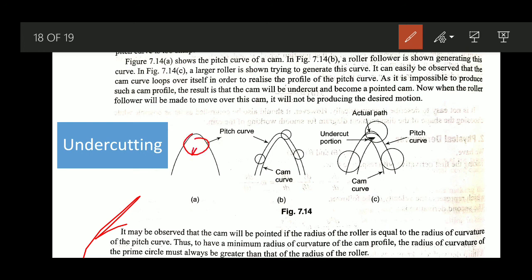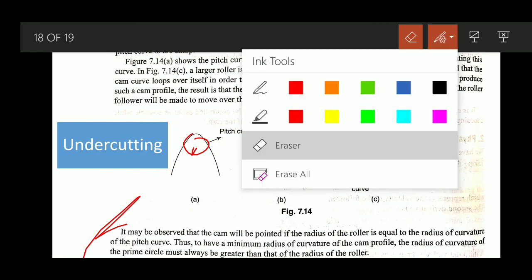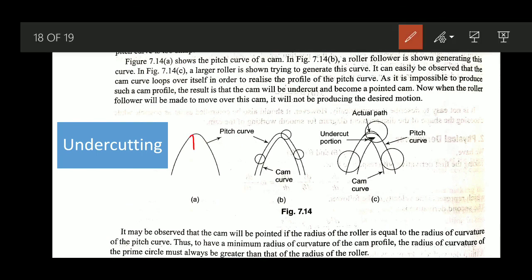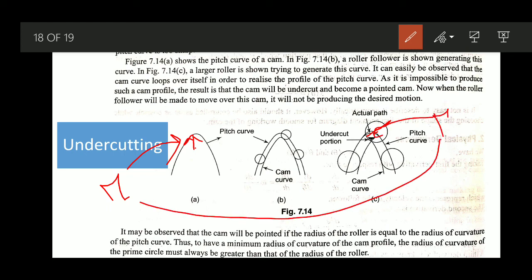We can consider this, from here to here, as the radius of curvature, with this being the center of curvature. This is the radius of curvature of the pitch curve. Now suppose for this particular roller the radius R is the same. Then in that case we get this kind of pointed cam.